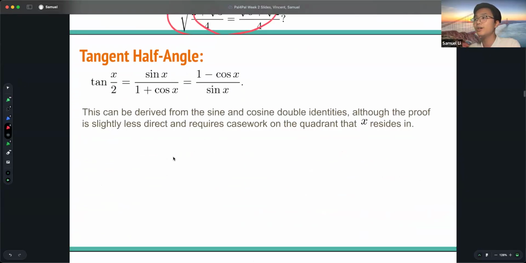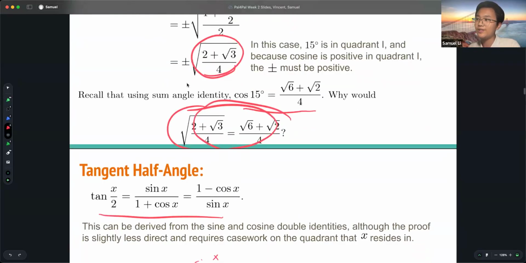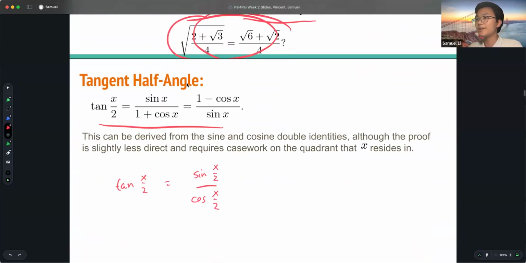This one is a little more nuanced. It's more complex, and I don't see it as often, but it's simply derived by doing tangent of x over 2 is equal to sine of x over 2 over cosine of x over 2. The proof of this has a lot of casework, because there's a plus minus and a whole bunch of issues on what the quadrant could be. So I will not go over this, but you just know we have this thing right here.